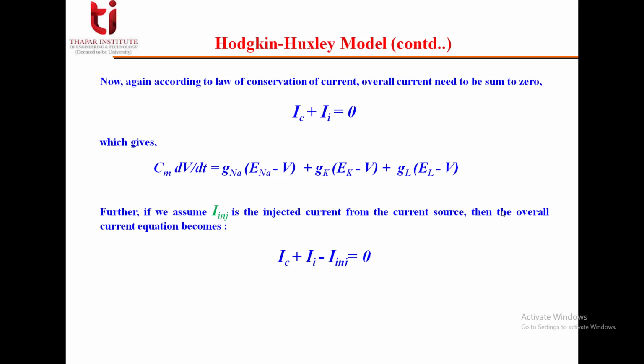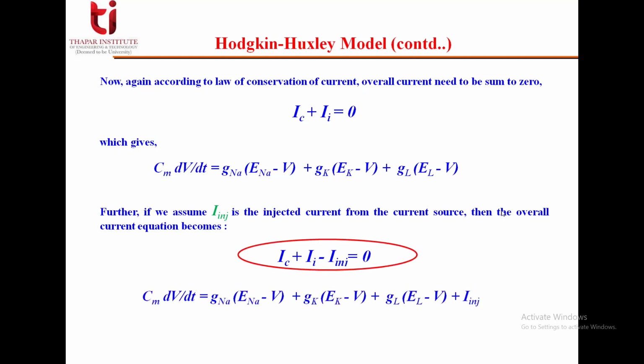Now you can ask why we have taken the sign negative. It can be positive, it can be negative. The reason for negative is that if it is decreasing the potential, then we make it negative, and if it increases the potential across the membrane, we can keep it positive. So here we have taken the negative sign. Again, by keeping the values, and using the conservation of current law or Kirchhoff's current law, the capacitive current is equal to the sum of the ionic current and the injected current.